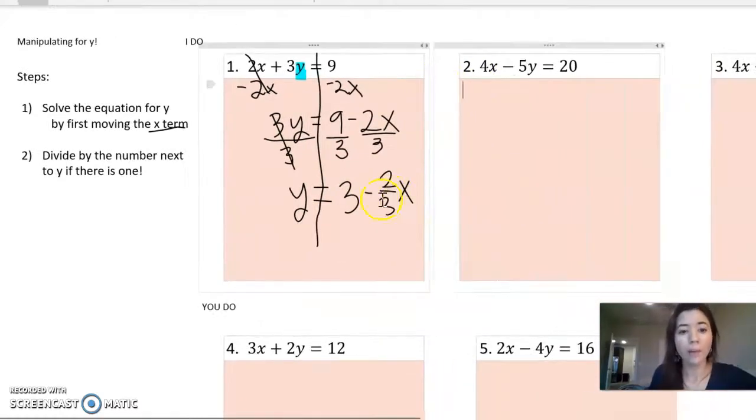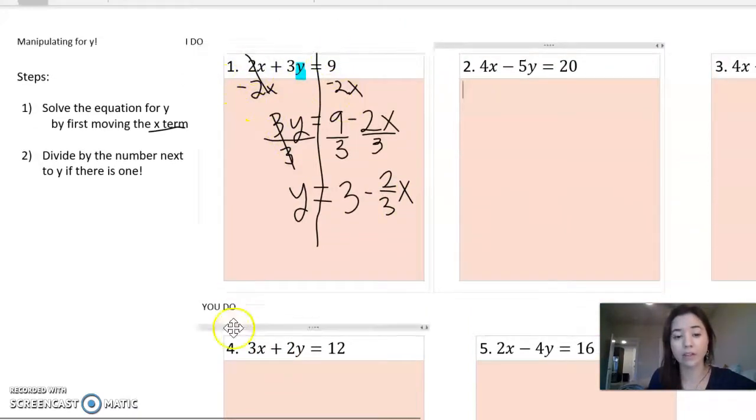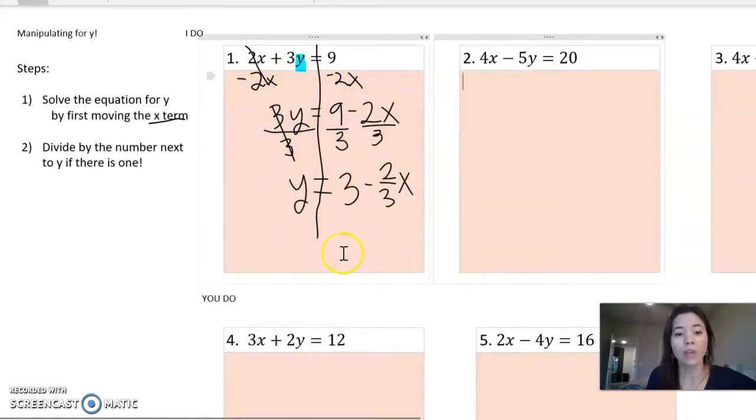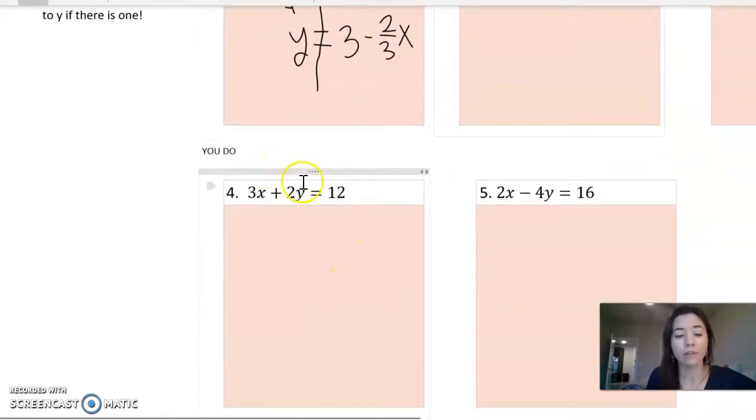So I want you to go ahead and try this one. Steps are the exact same, just different numbers. So start by getting rid of that x term with subtraction, and then divide by the number next to your y. Alright, go ahead, pause me and try it, and then come back and check your answer when you have finished. Pause me now.